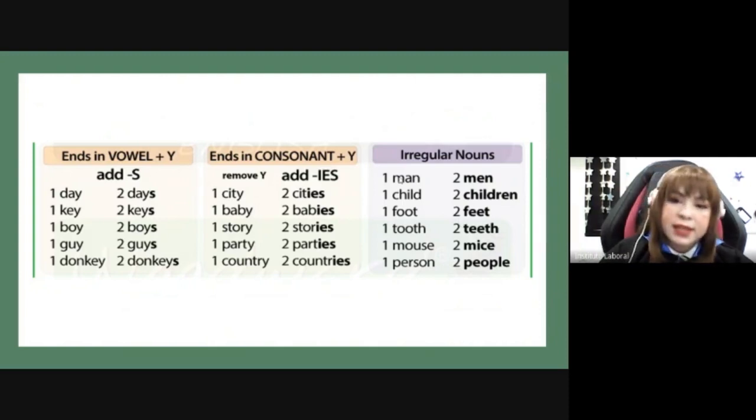Wow, yes, this is totally different. Mouse, one mouse, that's singular. But when we have more than one, then we use the word mice. Mice. One mouse, two mice.